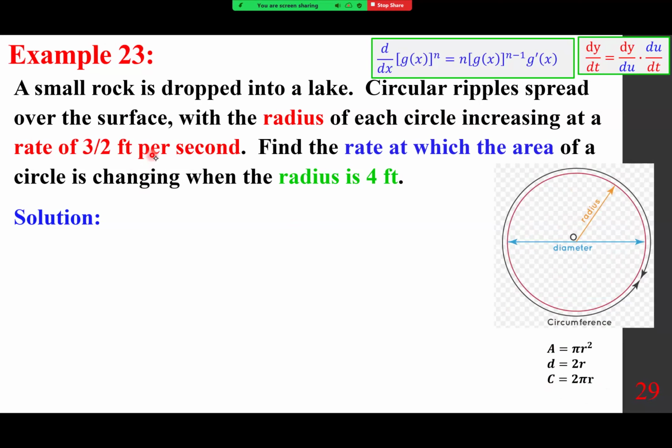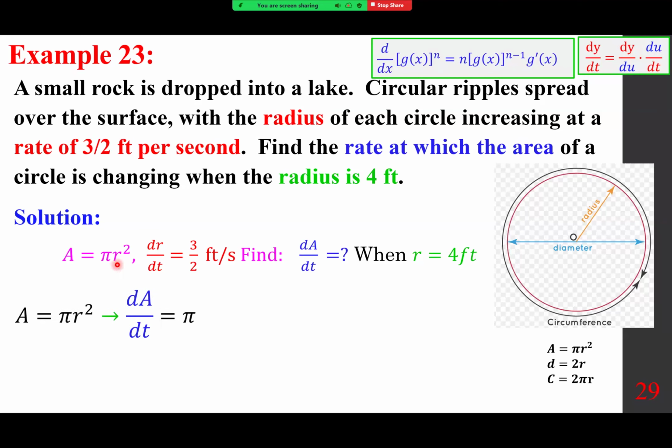dr/dt is 3/2 feet per second. We want to find dA/dt when r is 4 feet. So this is the translation of this question, everybody. And so remember, t is the independent variable. You can think of dy/dt as dy/du times du/dt. So pi r squared, if you want to differentiate it, the pi remains as a coefficient. So r squared becomes 2r dr/dt, or 2 pi r dr/dt.